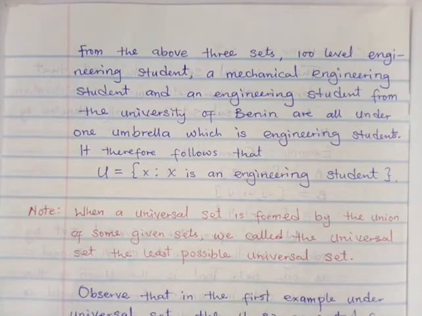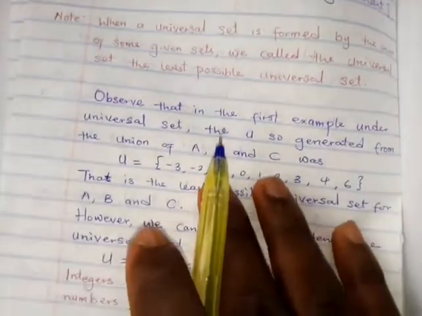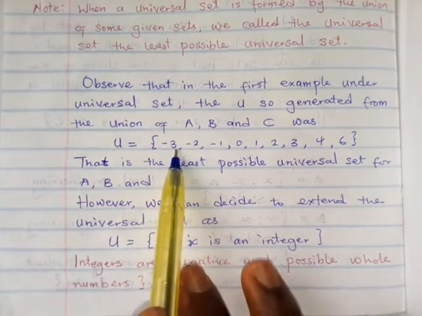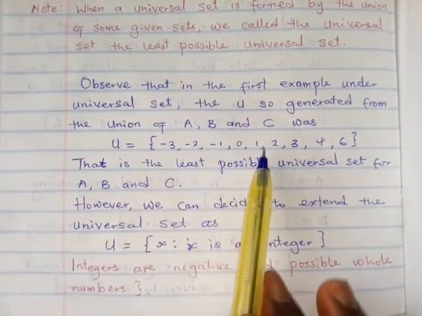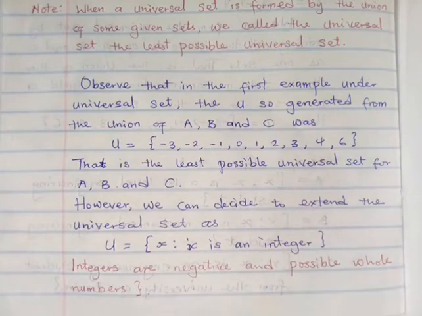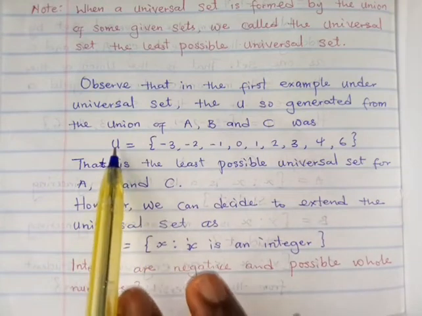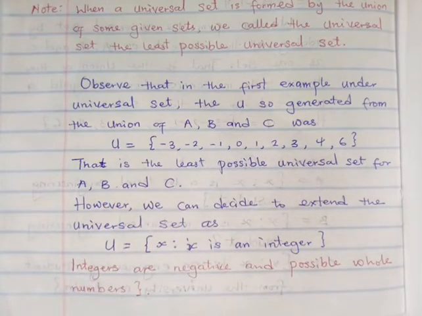Okay, so see this note: when a universal set is formed by the union of some given sets, we call the universal set the least possible universal set. Observe that in the first example, the U generated from the union of A, B, and C was {-3, -2, -1, 0, 1, 2, 3, 4, 6}. That is the least possible universal set for A, B, and C.